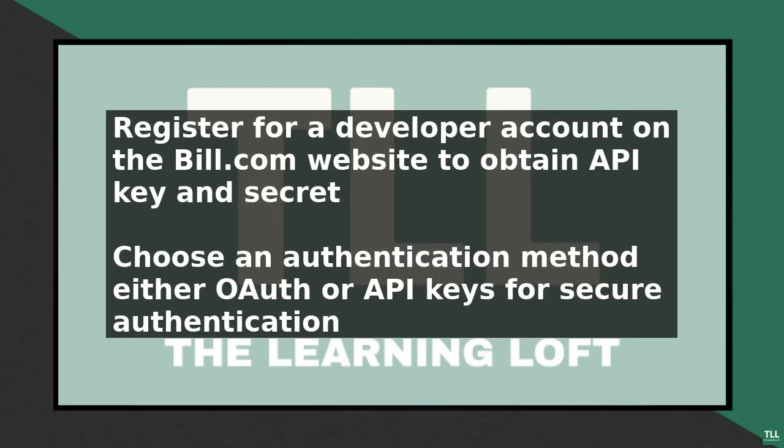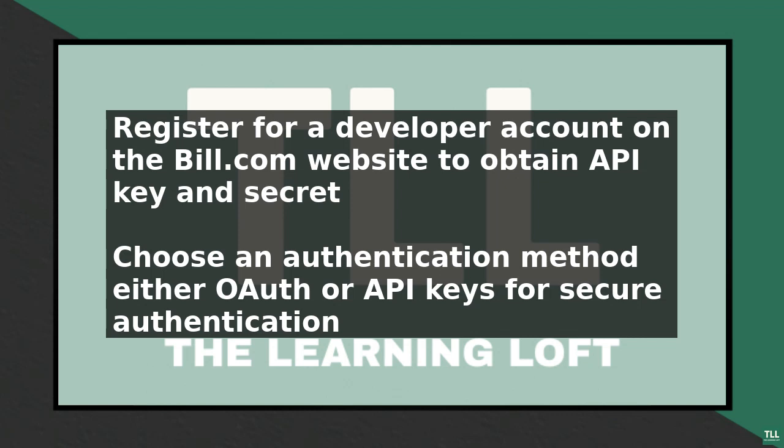To authenticate with Bill.com API documentation, start by registering for a developer account on the Bill.com website. This will provide you with a unique API key and API secret, which are required for authentication. Next, choose an authentication method, either OAuth or API keys. OAuth is the recommended method as it provides more security and flexibility.